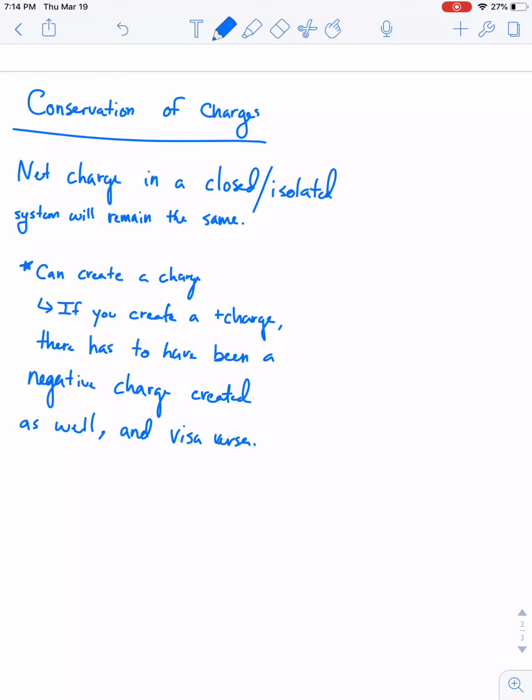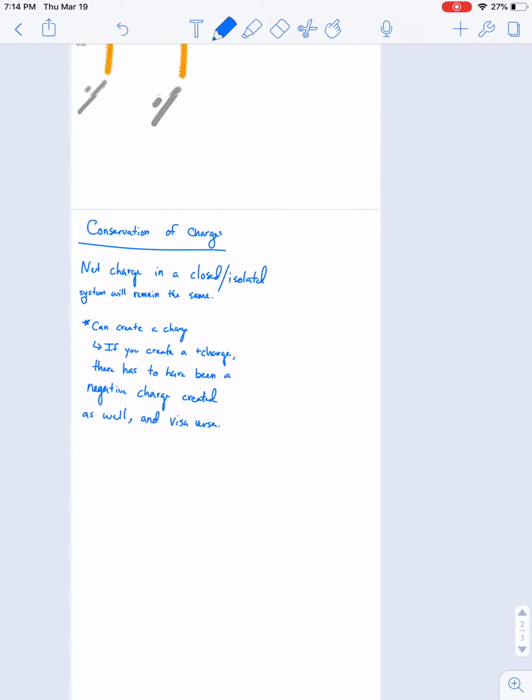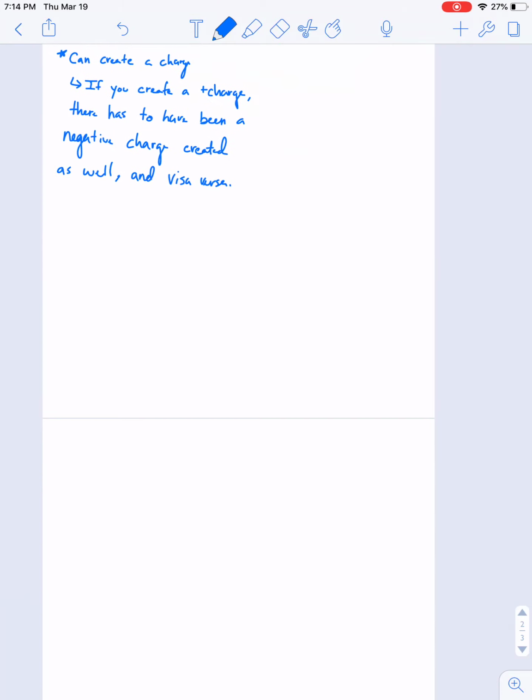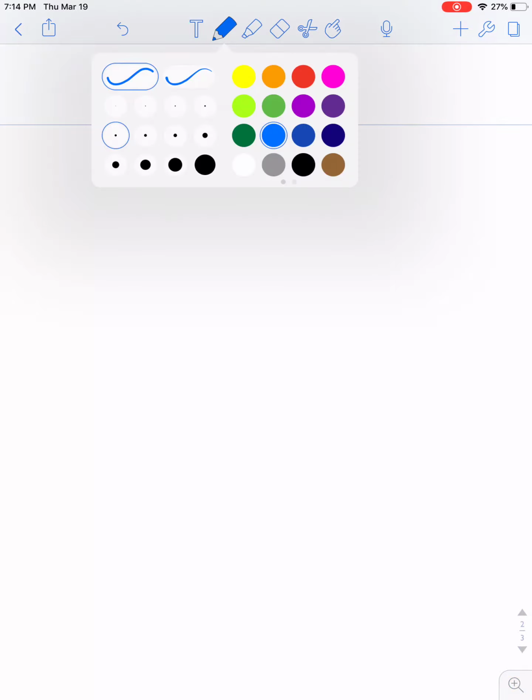Next thing, conservation of charge. Next law. I'm going to go to a new page here. We'll go orange. We'll go Coulomb's law.